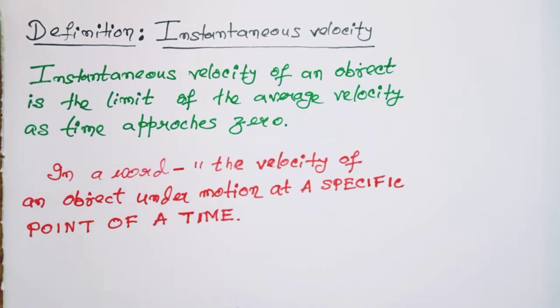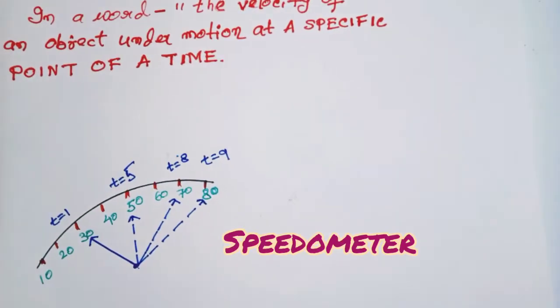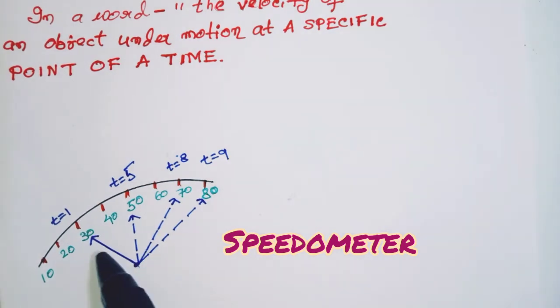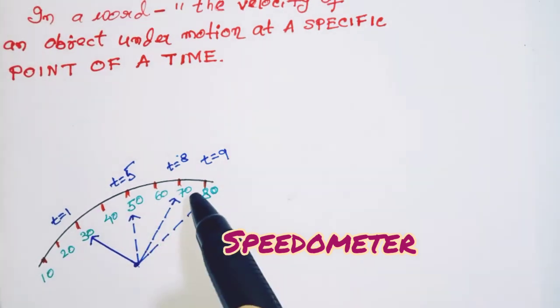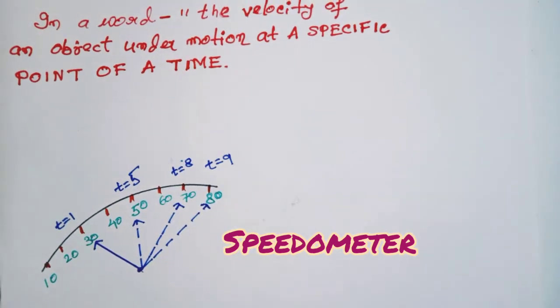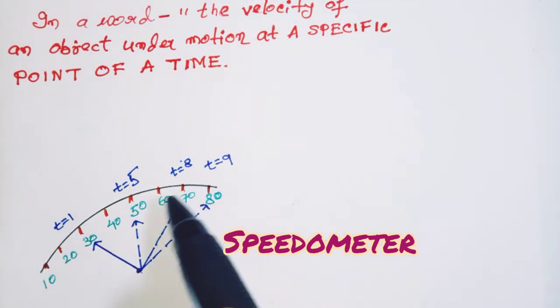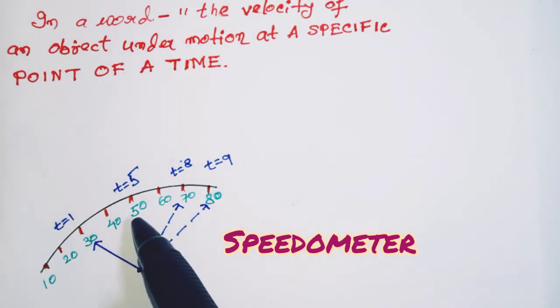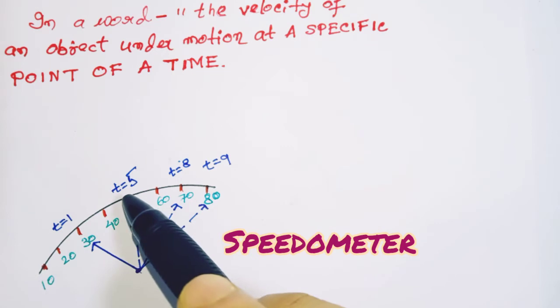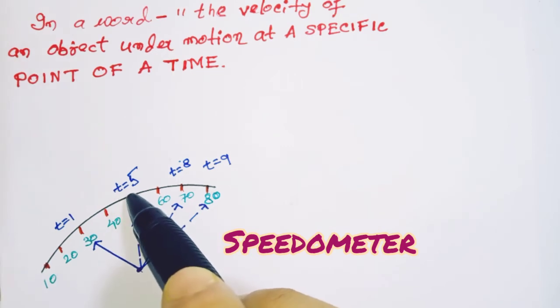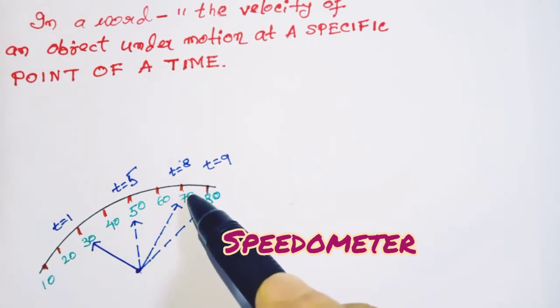So let us give a nice illustration. Say, for example, this one. This is a speedometer, where the arrow is pointing at 30, 40, 50, 60, 70, 80. Now say, for example, immediately I want to find out what is the instantaneous velocity of this motorcycle or the bike, which is when t is 5. That means time is 5 seconds. What is the instantaneous velocity?